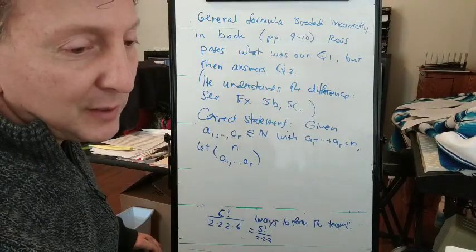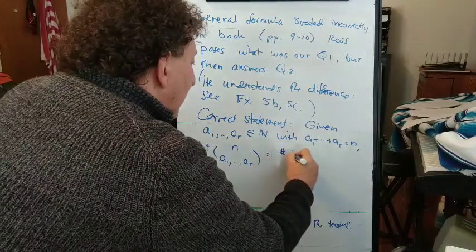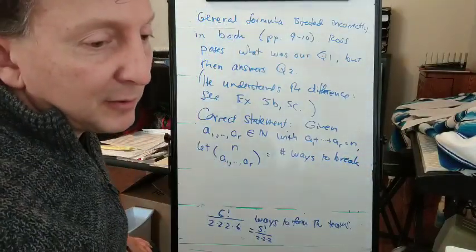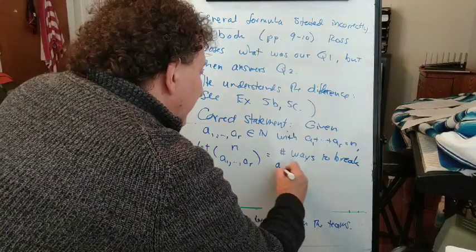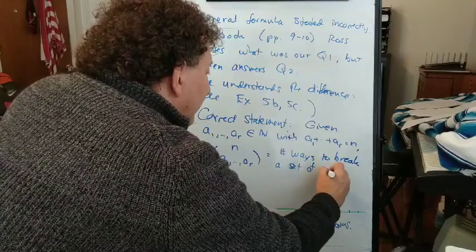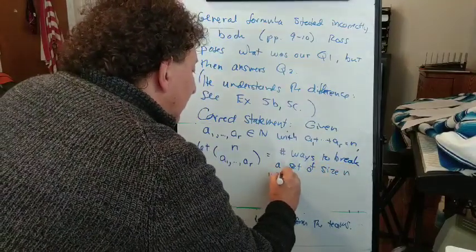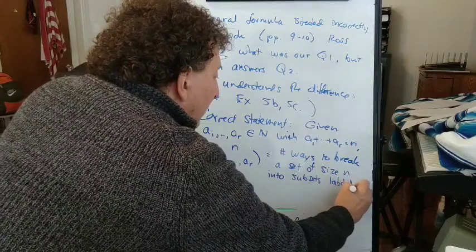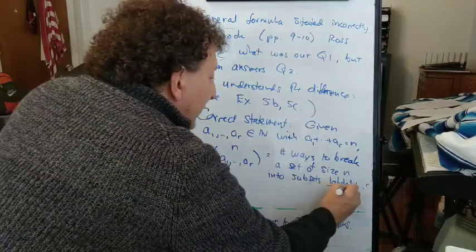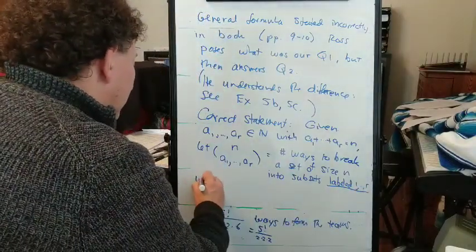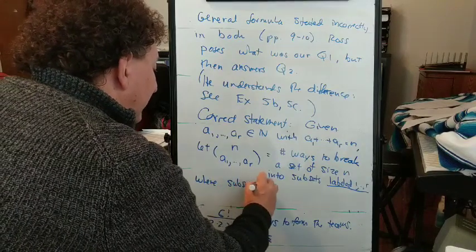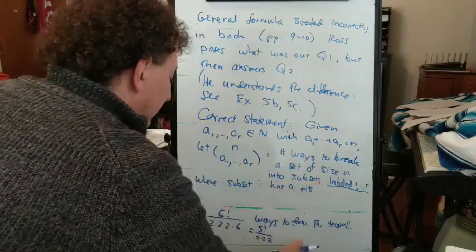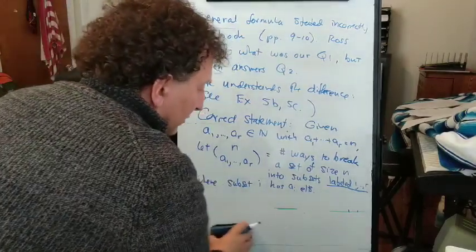But let's let this notation be the number of ways to break a set of n objects, I'll say a set of size n, into subsets labeled 1 through r, and this is what he forgot to say, where subset i has ai elements. So that's a definition for this notation.